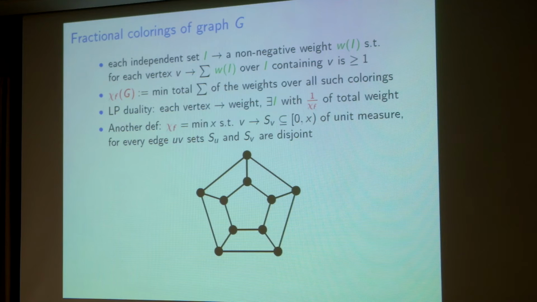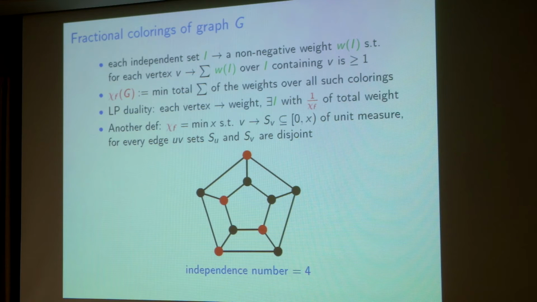So maybe, rather than stating yet another definition, let me look at an example. An example for me today will be a pentagonal prism. It has chromatic number 3, for instance, because of this 5-cycle. So it has 10 vertices, chromatic number 3, so the independence number is at least 3. But in fact, there is an independent set of size 4.